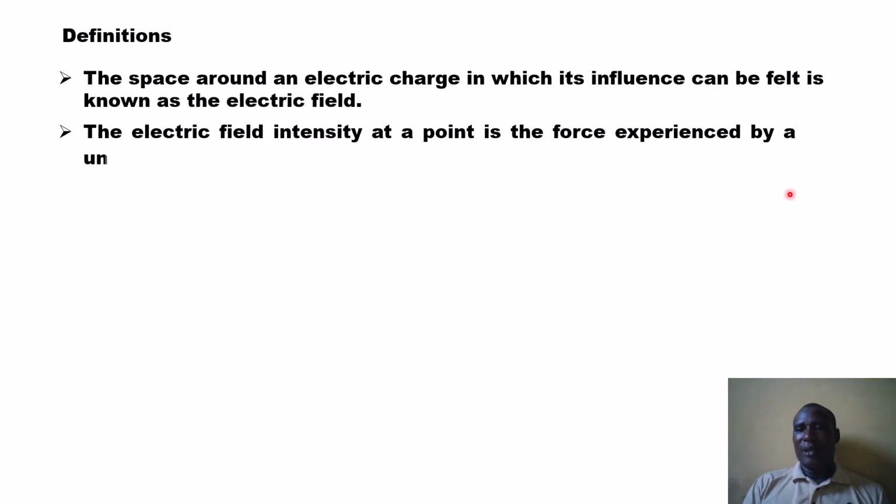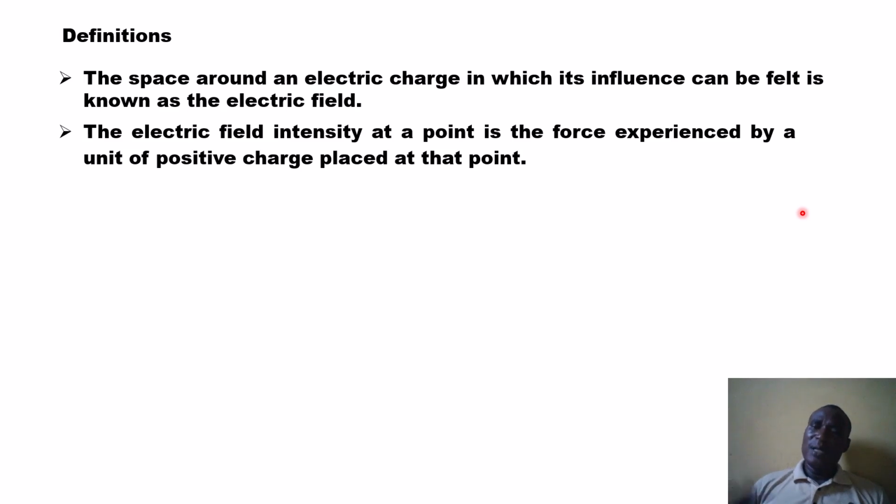And when we talk about electric field intensity, the electric field intensity at a point is the force experienced by a unit of positive charge placed at that point. We said electric field is the area where an electric charge's effect will be noticed. Now, when we talk about electric field intensity, we are talking about the strength, the rate at which another charge will feel the force of the electric charge. What does that mean?